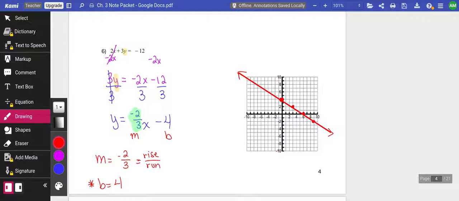The other thing that I do want to note right now is that when you go to label your line, make sure that you label it with the original equation that's given to you. So in this case, it was in standard form. So I would just rewrite it exactly how I see it right there on the line.